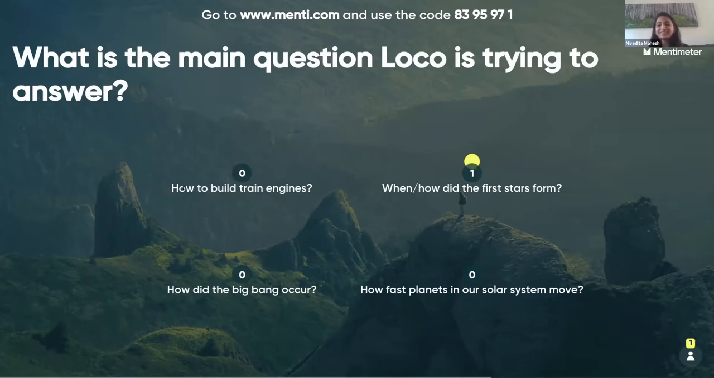Ooh, that was fast. Okay. Yeah. Wow. Okay. That was close. Yeah. Okay. So yes, we are interested in a big question in the universe, but the specific question we are interested in is when and how did the very first stars form? Right. Most of you got it right. I'm going to wait for a couple more seconds, maybe. But most of you got it right. Yeah. We're trying to study how did the first stars form. There we go.